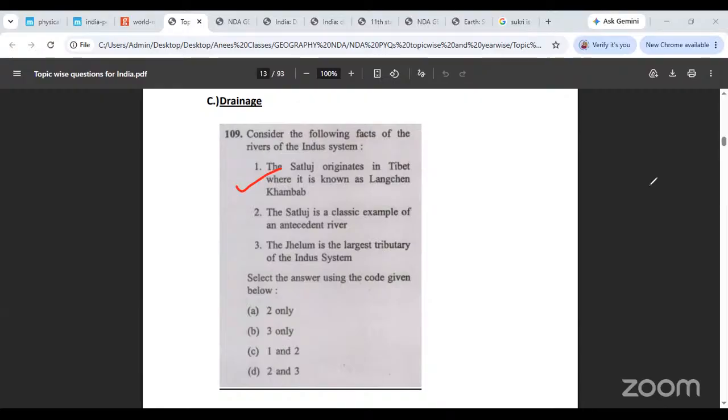Okay. Second statement says Satluj is a classic example of an antecedent river. Did the Satluj exist before the Himalayan upliftment? Yes, 10 times yes. Is the Jhelum the largest tributary of the Indus system? No. Chenab is the largest, Satluj is the longest. Jhelum does not have any such claim. Okay, so we'll just go with statements 1 and 2.